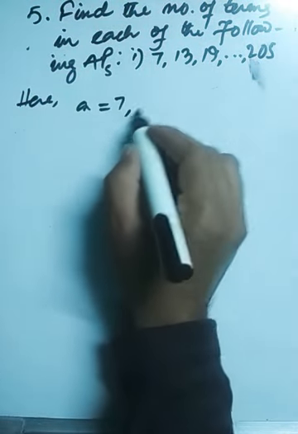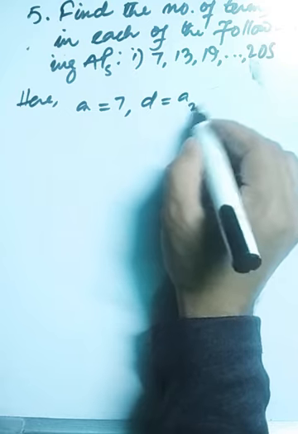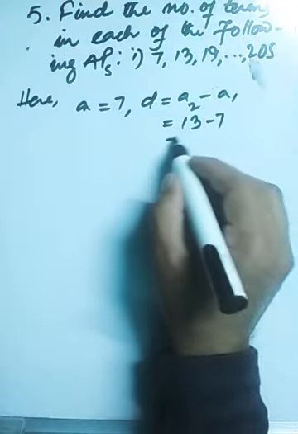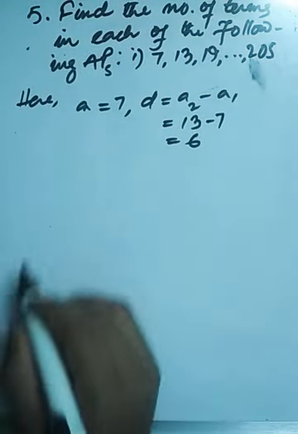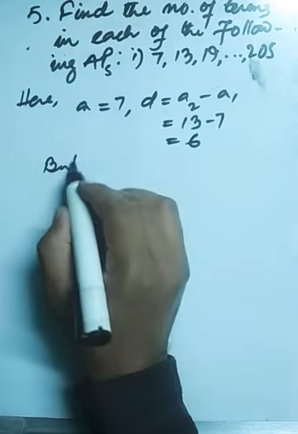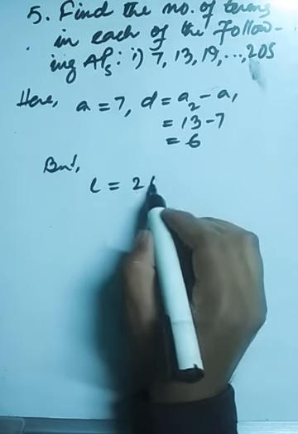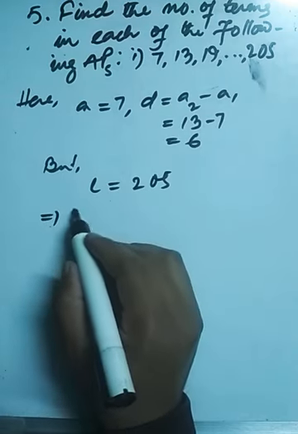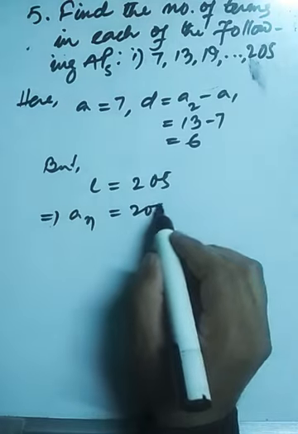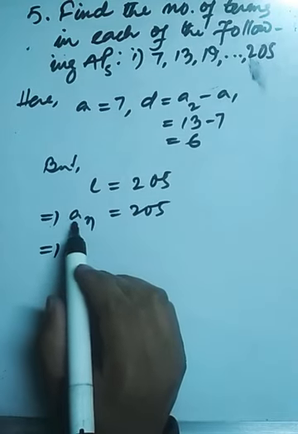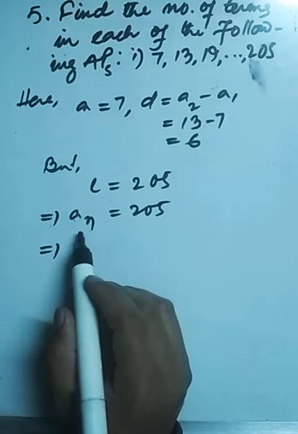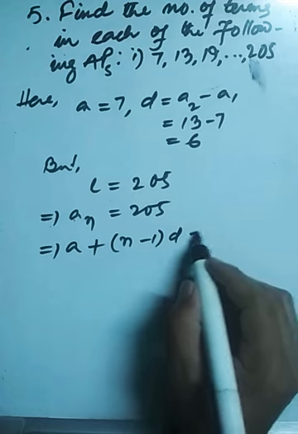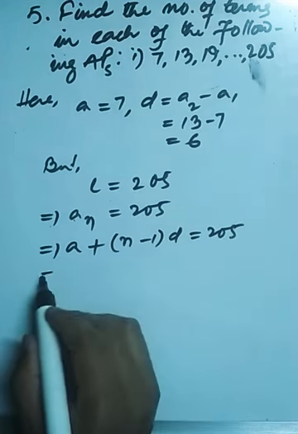So here the first term is 7. Common difference D is A2 minus A1. So it will be 13 minus 7. Now we'll get 6. But the last term is 205. Last term means this is also one of the terms, so it will be represented by AN only. Then here 205. So instead of writing like this, you can directly put the formula as well. Nothing wrong in that. So A plus (N minus 1) whole times D is 205.